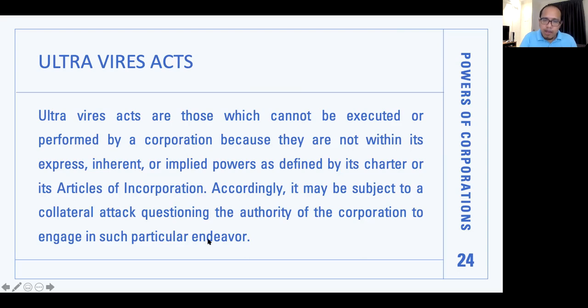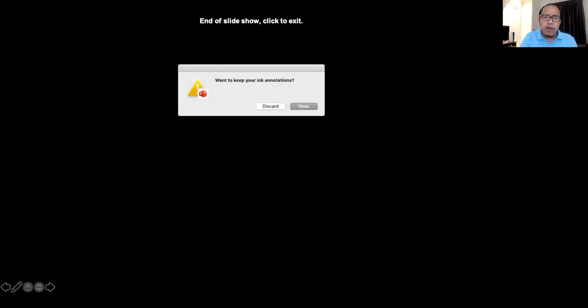Ultra Vires Act. So, anong gagawin pag Ultra Vires Act? It's not within the authority of the corporation to perform. It is subject to a collateral attack. Naalala na ninyo yung collateral attack na pag-usapan na natin yan before. Pwedeng questionin yung validity ng Ultra Vires Act na yan. Pwede siyang ipa-invalidate. Yun yung nature ng Ultra Vires Act. Pero para ipa-invalidate mo siya, kailangan pa rin mag-file ng action in court to question the validity of that Ultra Vires Act.